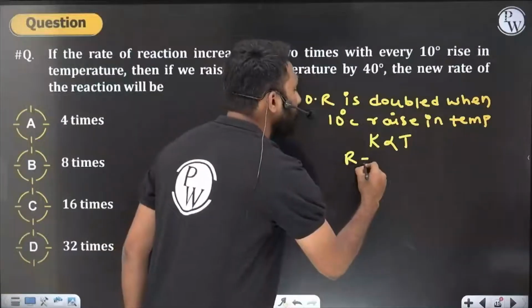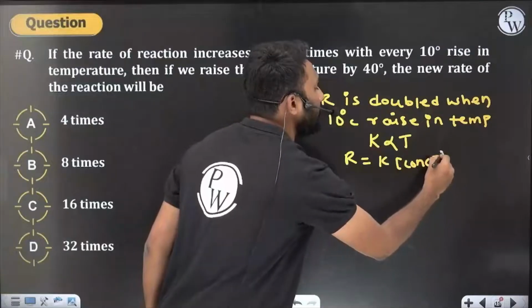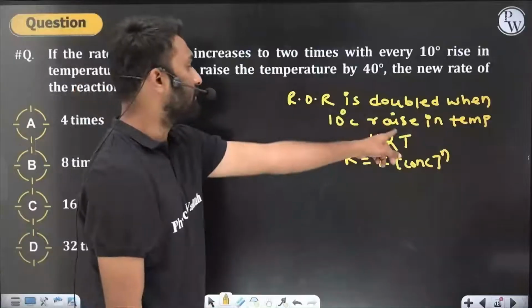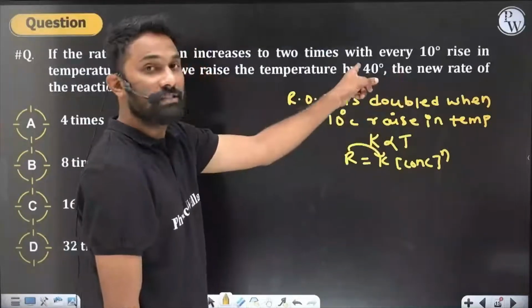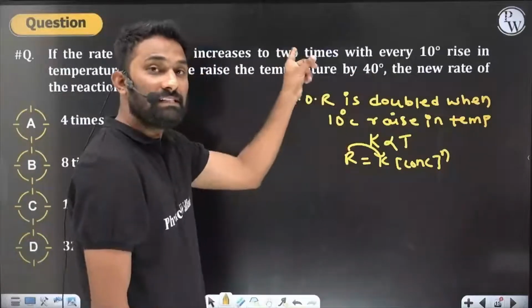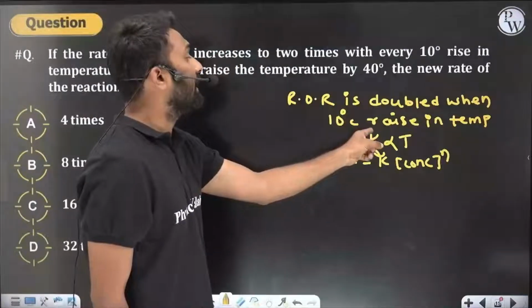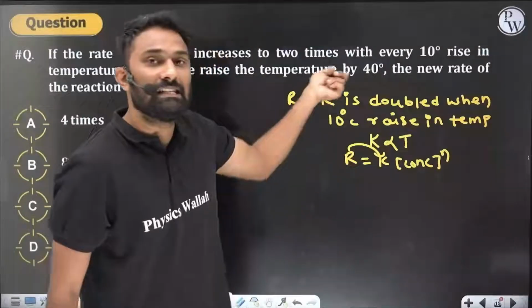Now rate law, how can we write? Rate equals k times concentration raised to the power n. Means rate of reaction is directly proportional to the concentration. If the temperature increases, rate constant increases. If the rate constant increases, rate of the reaction increases. Means what they have given: rate of the reaction is doubled when there is a 10 degree raise in temperature. Every 10 degree raise in temperature, rate of the reaction is doubling.